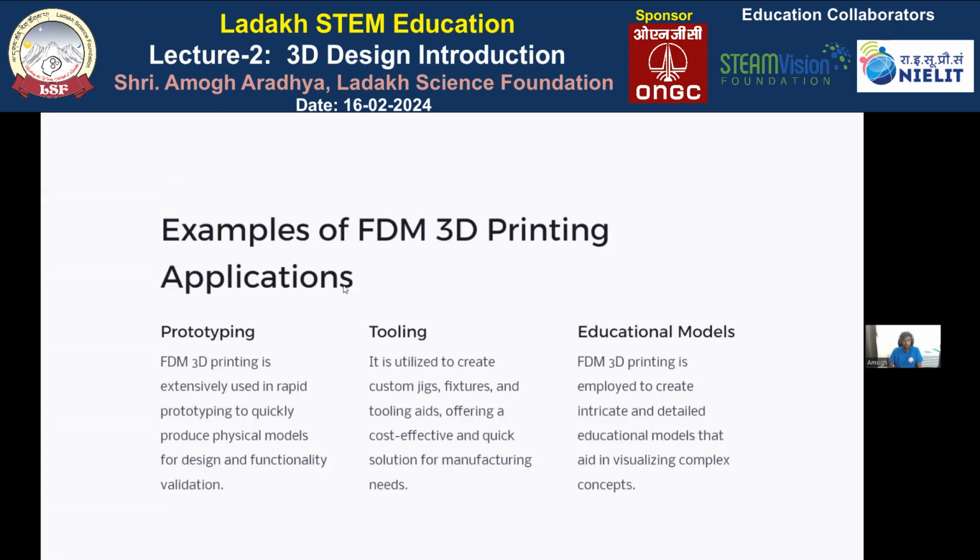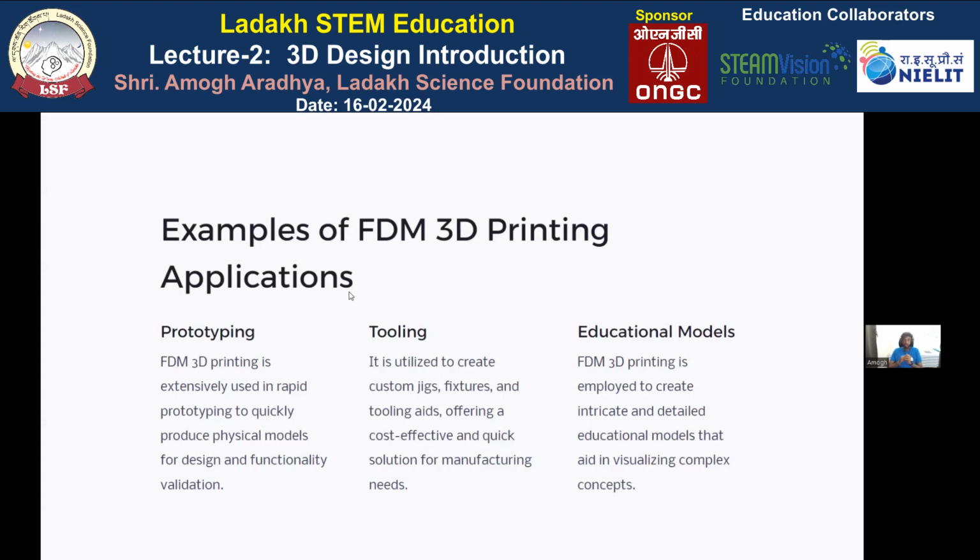Coming to the examples of FDM 3D printing. One is prototyping, as I mentioned already. As I told you, it is extensively used in rapid prototyping to quickly produce physical models for design and functionality validation. And the other part is tooling, to create custom jigs and fixtures for tooling aids, offering cost-effective and quick solutions for manufacturing.